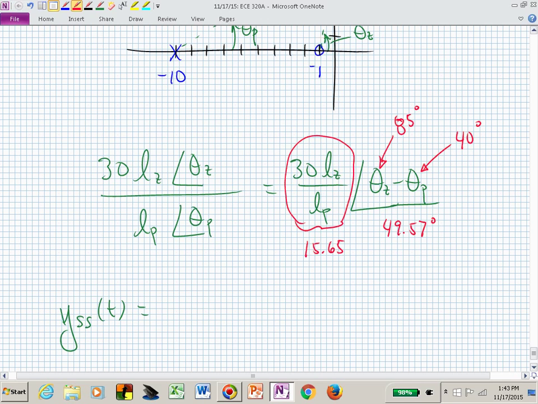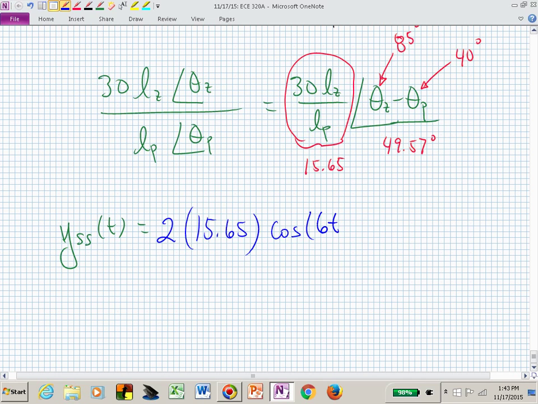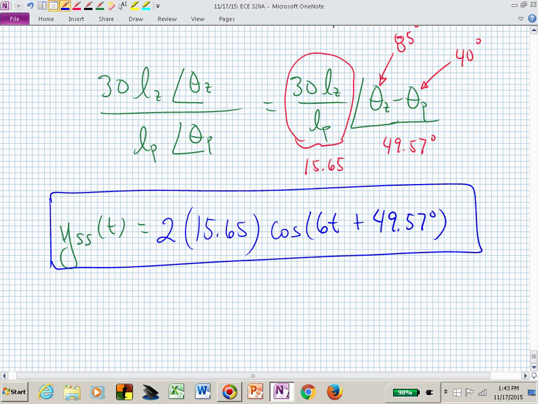So that y steady state becomes, we started with a magnitude of 2, we scale that by the magnitude of H at j6, cosine, what was our frequency of oscillation? That was 6t. And then we had a plus 49.57 degrees. See how easy these are? Or how straightforward they are?